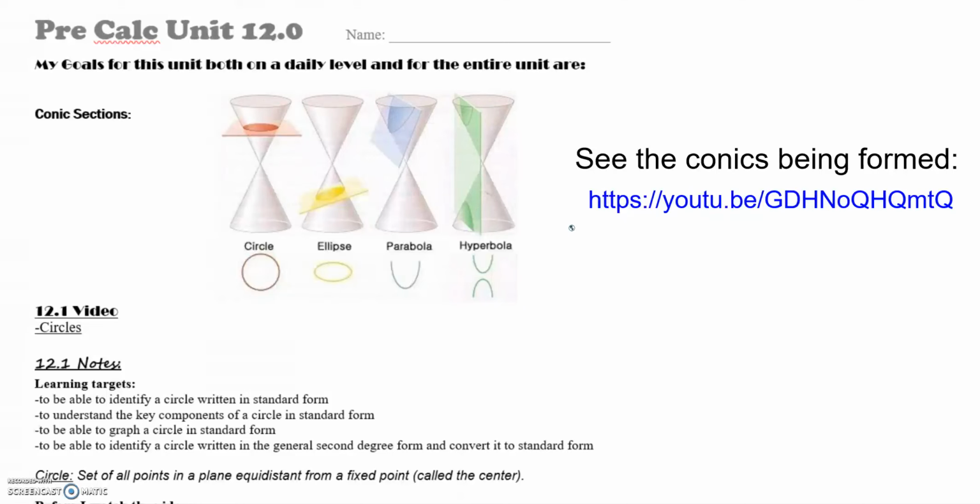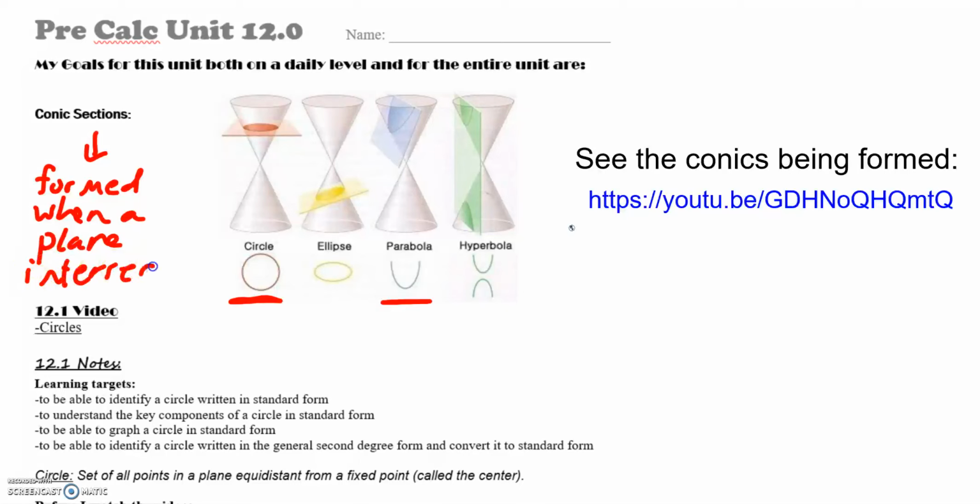And conic sections are really pieces of these double, technically called double napped cones. Whenever you take a plane and intersect one of these double cones, it creates one of four conic sections: either a circle, which you're familiar with, a parabola, which you're more familiar with, an ellipse, or a hyperbola. And so a conic section is really formed when a plane intersects a cone.